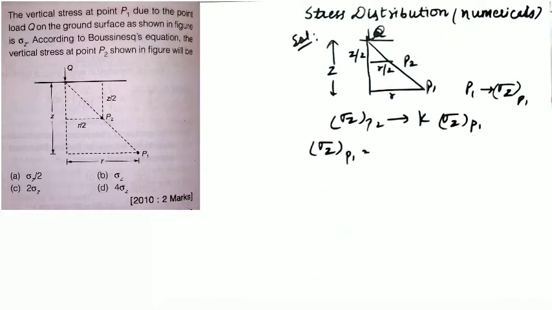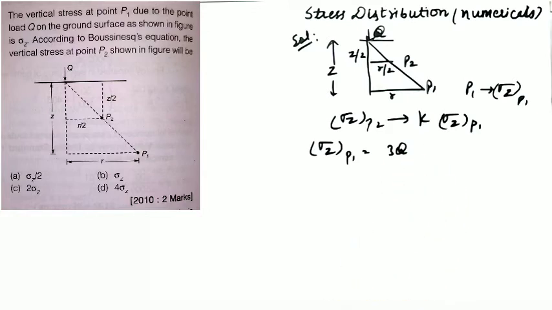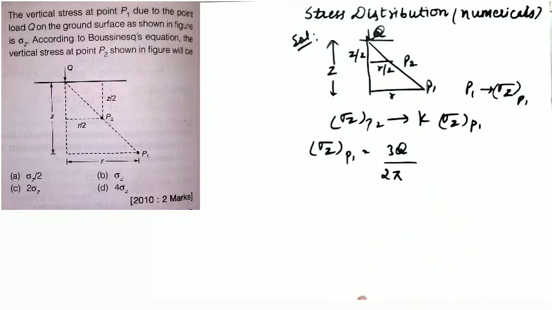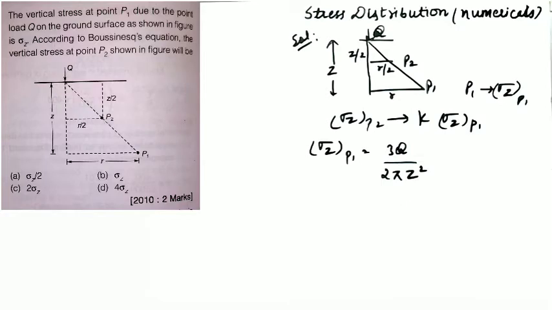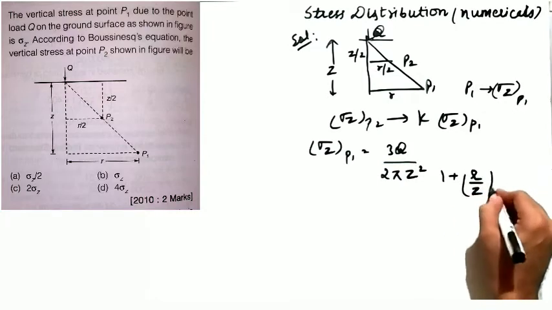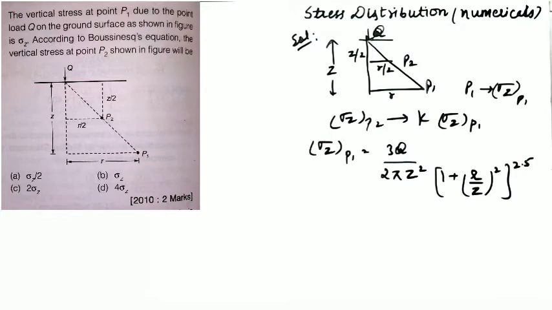You just have to apply the Boussinesq's equation and it is 3Q. Since Q is same for both the points, it will be 3Q upon 2 pi. Now what is Z in this case? For P1 it is Z. It will be Z square. 1 plus, what is R? R is R in this case. R and Z is Z, square and to the power 2.5. That means 5 by 2.